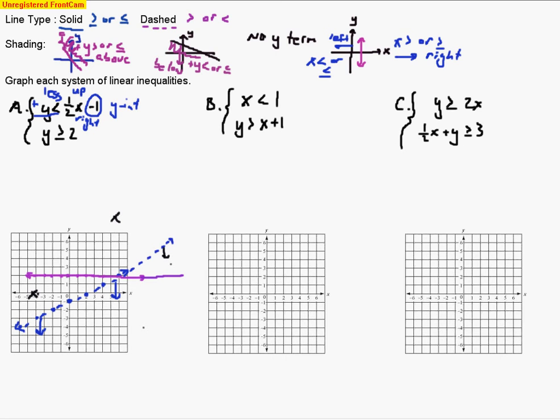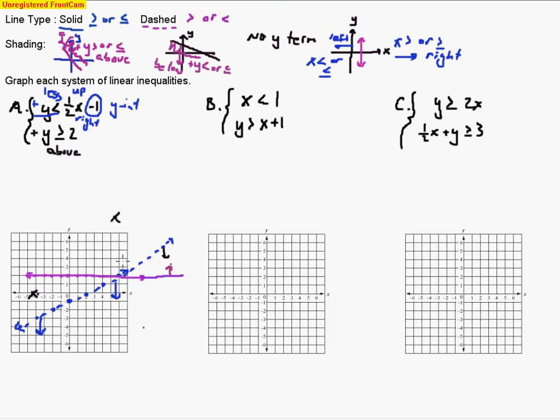So let's take a look at this purple line. Well, it says y has to be greater than. Positive y is greater, so this means we're going to end up shading above this line. So when I go ahead and draw the arrows here, they need to go in this direction.